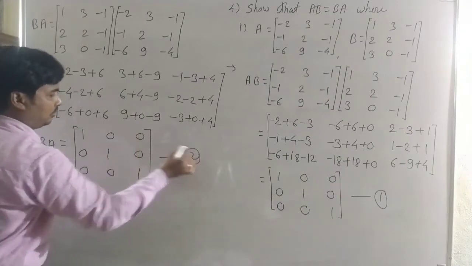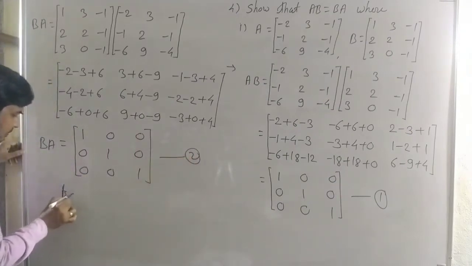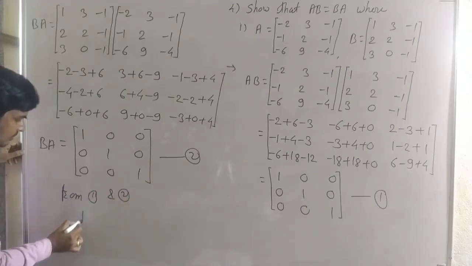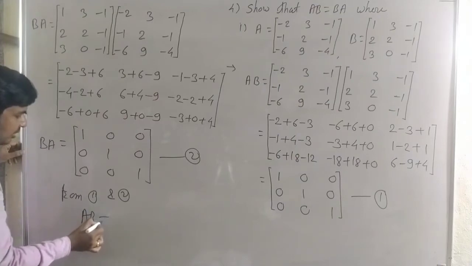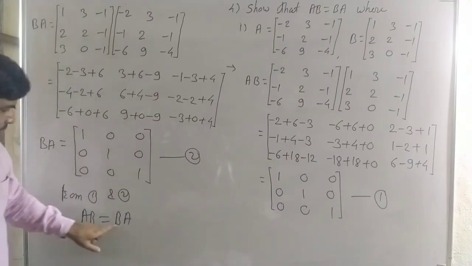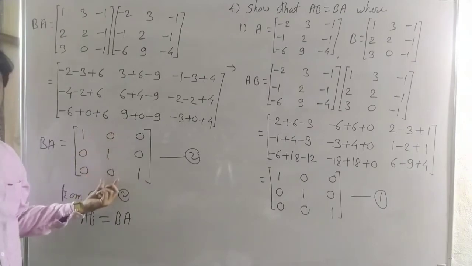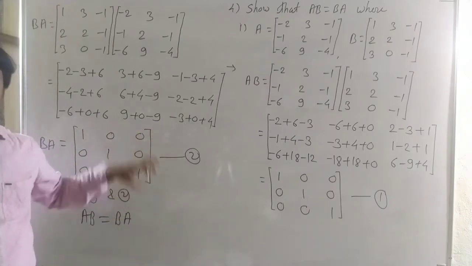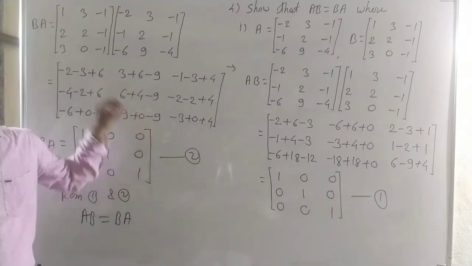It is equation number 2, and from 1 and 2, A into B is equal to B into A, and the product of these two is the identity matrix. That means A and B are the inverse of each other. Inverse of the matrix we have learned in class 12.